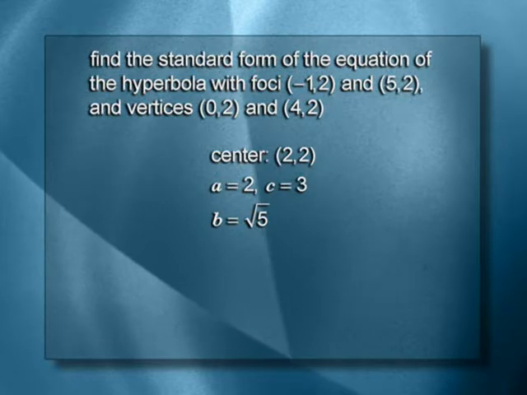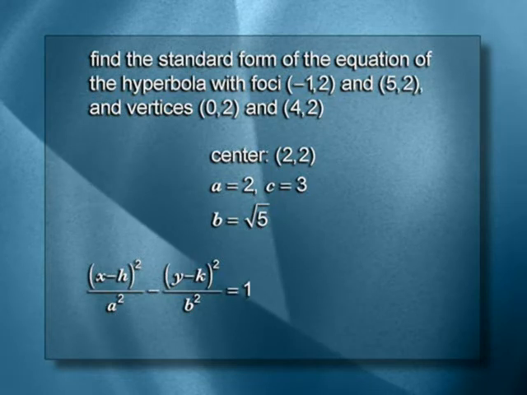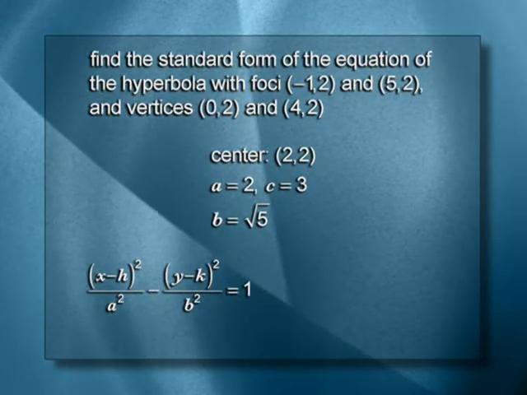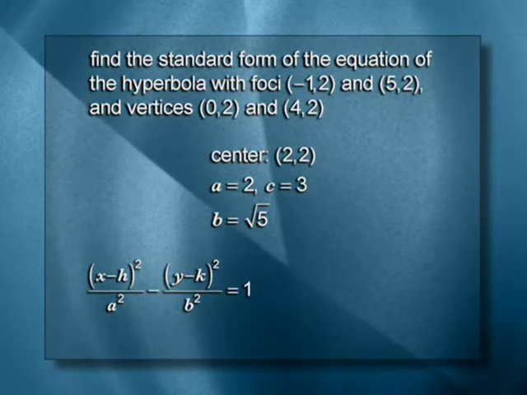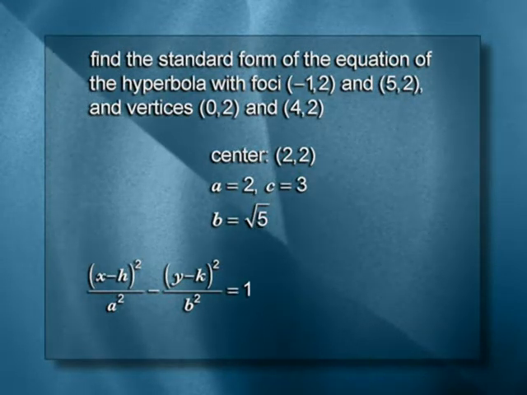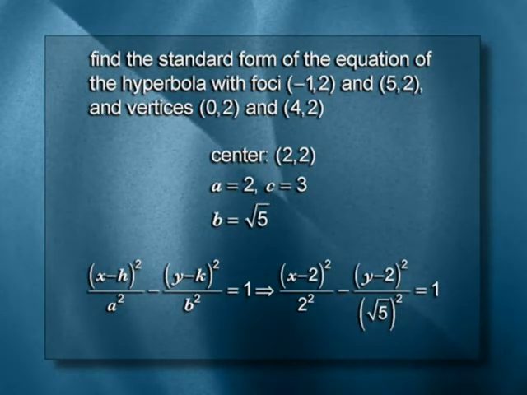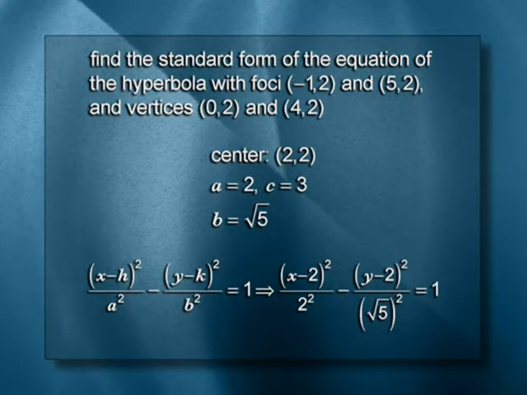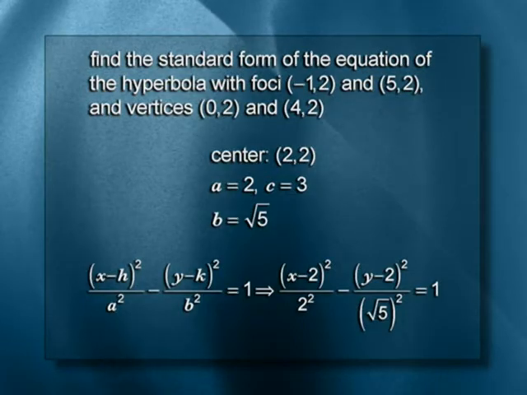Here's the final equation. It's (x minus h) quantity squared divided by a squared, minus (y minus k) quantity squared divided by b squared, equals 1. We know all the characters. The center was at (2, 2), so h and k are 2 and 2, so it's (x minus 2) quantity squared divided by a squared, that's 2 squared, minus (y minus 2) squared divided by the b guy squared, so it's the square root of 5 squared, also known as 5, and that equals 1.